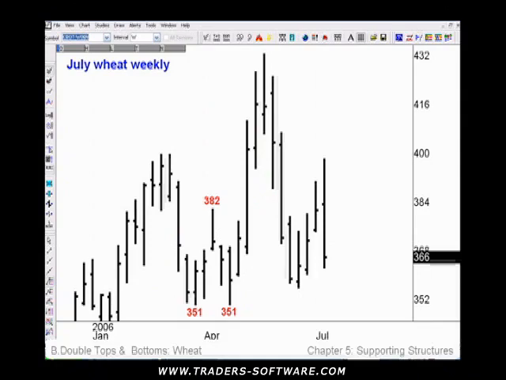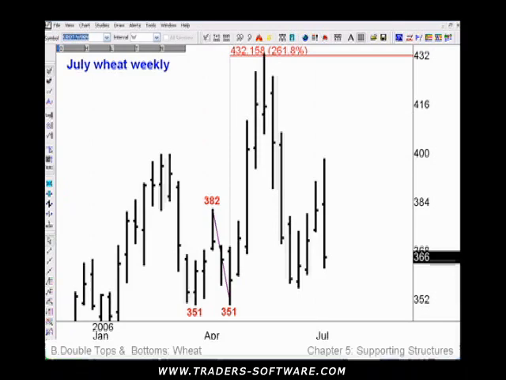Let's draw in the Fibonacci ratios. We'll go from this high to this low, which is exactly the same low as the other one. And here we see that we should be siding with the extreme calculation. And it hit it right on the nose.